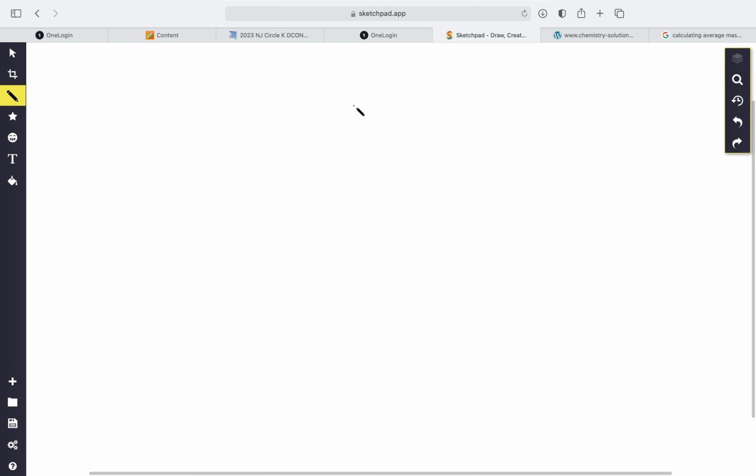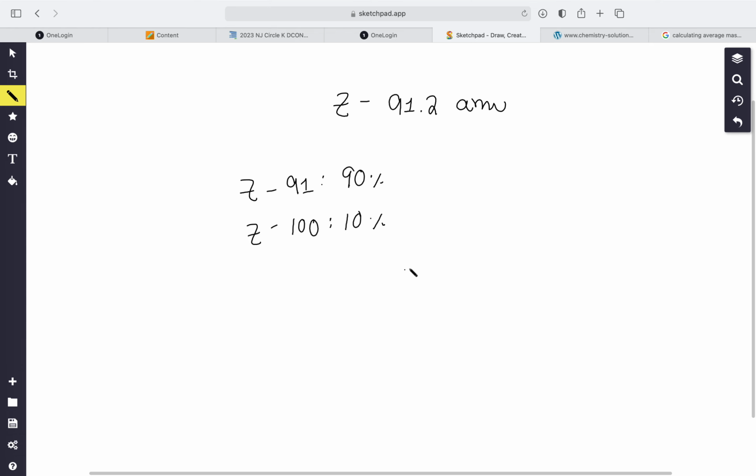Okay, so let's say that we are given that Z has an average atomic mass of 91.2 AMU, and we're also given that the isotopes are 91 and, we'll say, 100. We'll make it a big number. You can assume that there's going to be a lot more of the 91. So I'm just going to guess 90% and 10%. It doesn't have to be exactly right, but you just have to know that the 91 is going to be way more abundant because of that average atomic mass. If it was something closer to 100, we know that 100 would probably be the more abundant one, and then you would just flip these numbers.